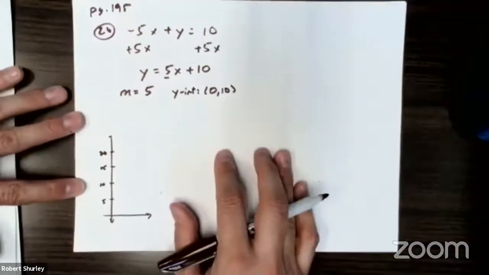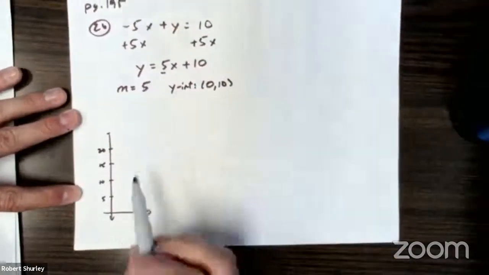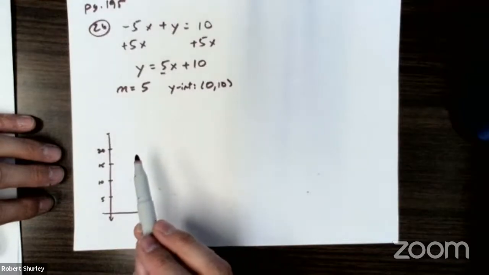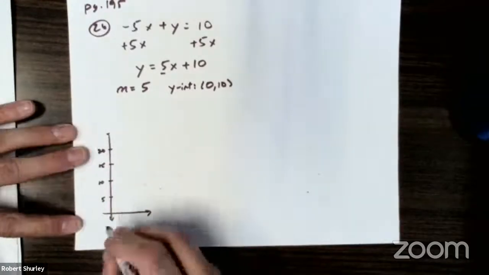This is going to be a very steep slope, right? It's a slope of 5. I mean, that means for every 5 units up, we're only going to run 1 unit. So it's going to be a very steep line.